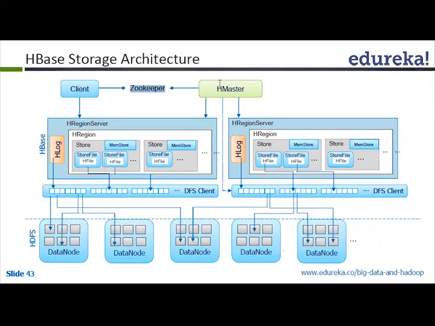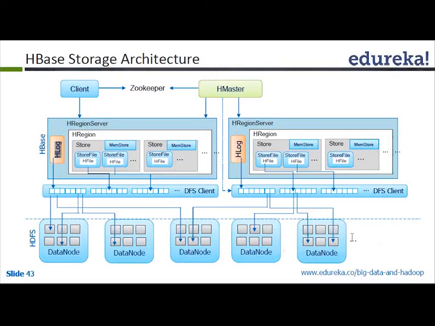So how will the Zookeeper get the data? He will be getting the data from the H master, who is going to be interacting with the region server. The region server daemons are running on the data nodes. In the region server, you will have something called the H log, that is like your write ahead log, WAL. And where is that stored? It is stored in HDFS.